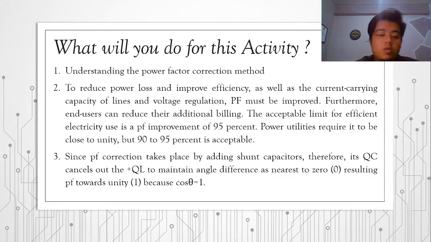Since the power factor correction takes place by adding a shunt capacitor, QC cancels out QL to maintain the angle difference as near to 0 as possible, resulting in the power factor moving toward unity, 1, because cos theta is equal to 1.